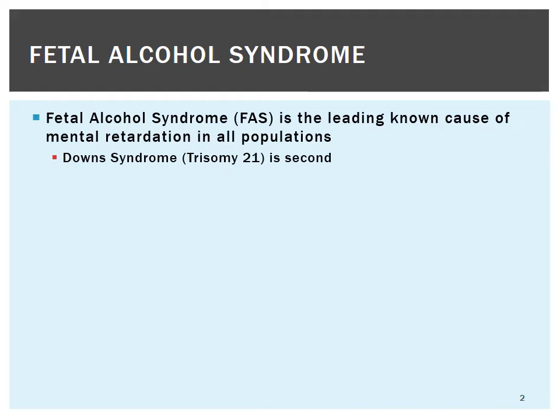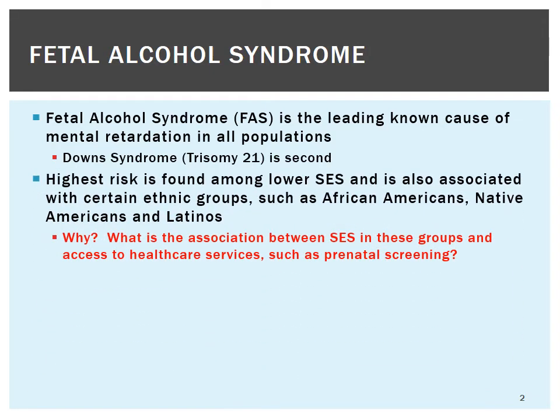Remember when we discussed intelligence quotient, we talked about different scales for IQ, in particular the Stanford-Binet scale. So this is one of the first problems that we have with FAS, that it does result in mental retardation. Down syndrome, or trisomy 21, is the second leading cause of mental retardation in the population.